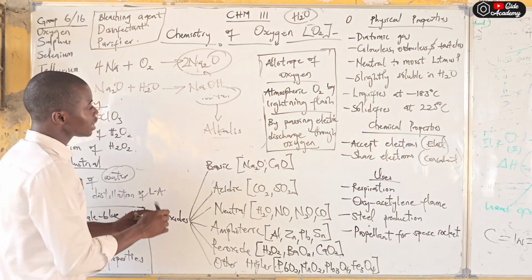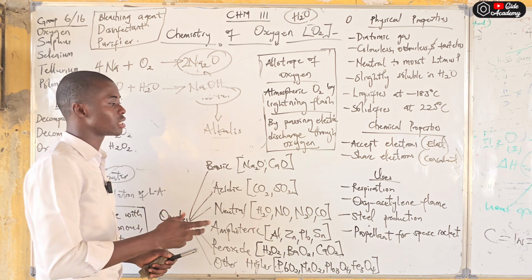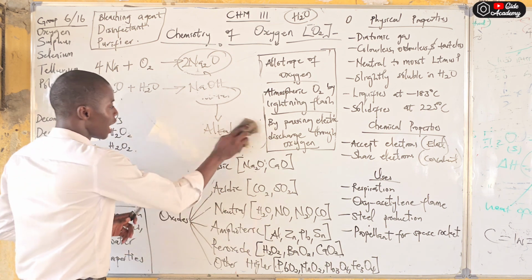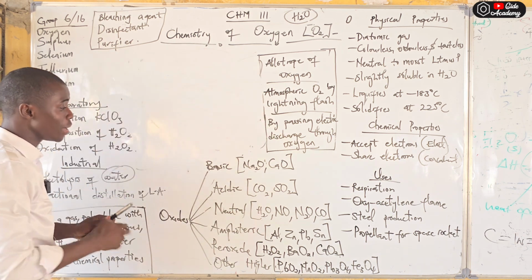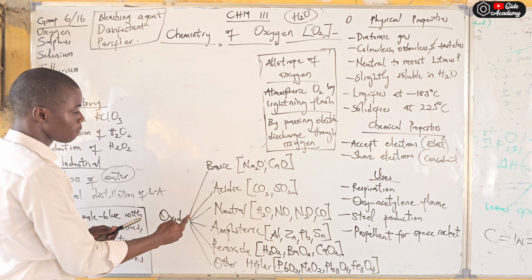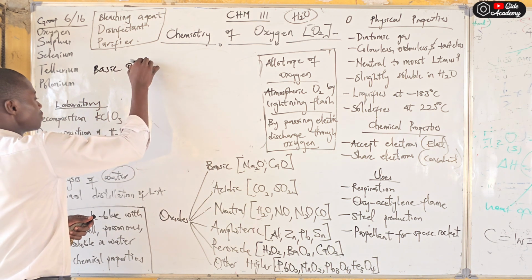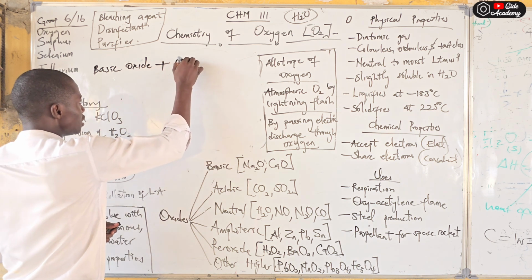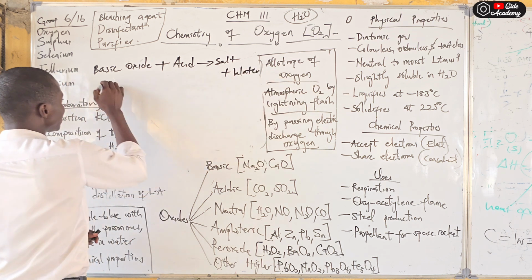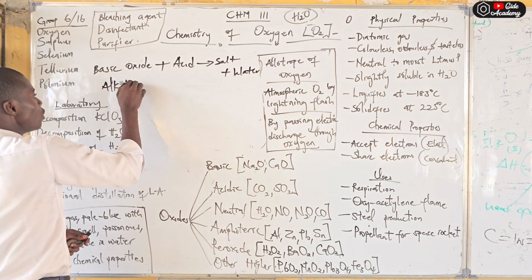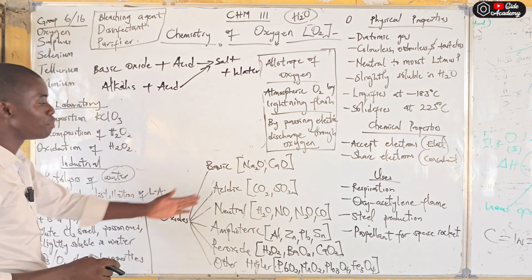Another thing we'll be looking at here is acidic oxide. So for acidic oxide, these are oxides of non-metals. Like I said, oxides of metals are basic, while oxides of non-metals are acidic. And please take note, when a basic oxide reacts with an acid, it's going to form salt and water. So when an alkali, which is a soluble base, reacts with an acid, it's going to form salt and water. So that's why we call them basic oxides.